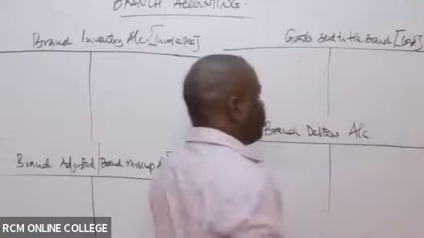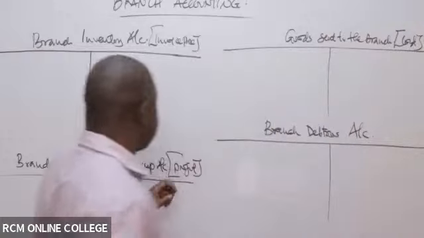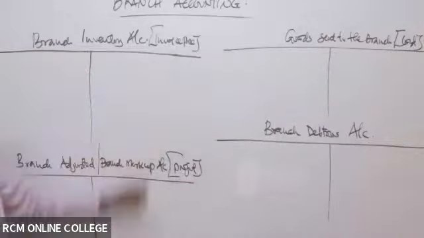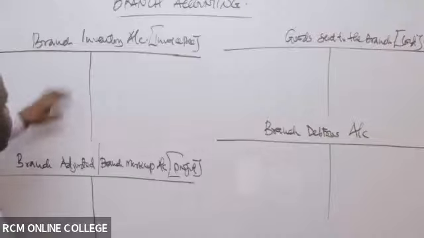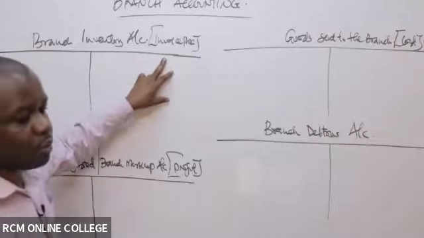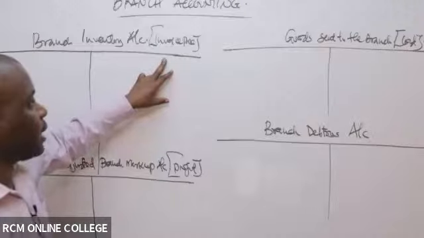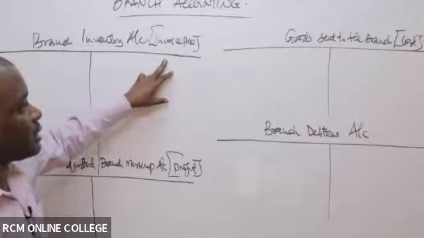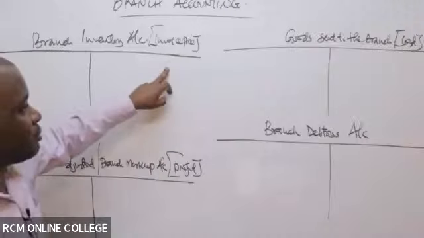In this case, remember when you add the cost plus the profit, you eventually come up with what? The price, or the invoice price. So just take note that in this case, this branch inventory account is prepared at the invoice price. So in the question, you'll probably be told the invoice price, or that the goods were sent to the branch at a selling price of this, or that is the invoice price.